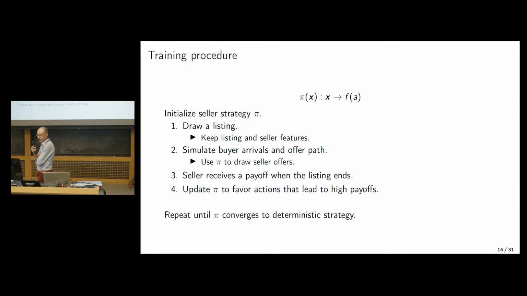So the agent is going to act randomly at first, but in step 3, it's going to get a payoff when the listing ends. And in step 4, we're going to do our reinforcement learning. We're going to update our policy to favor actions, or in this case, offers, that lead to high payoffs. And we're going to repeat these steps 50 million times.